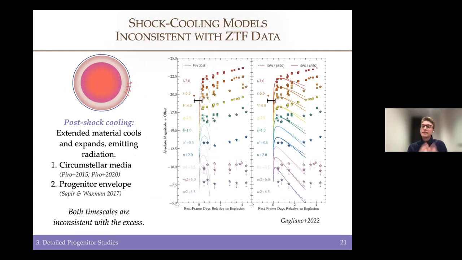So initially we thought potentially we're just dealing with shock cooling. Shock cooling is very interesting in and of itself, but we ran some models, and it turns out all of our models were inconsistent with the data that was provided. And it turns out that there was a very early ZTF observation that rendered these models invalid.